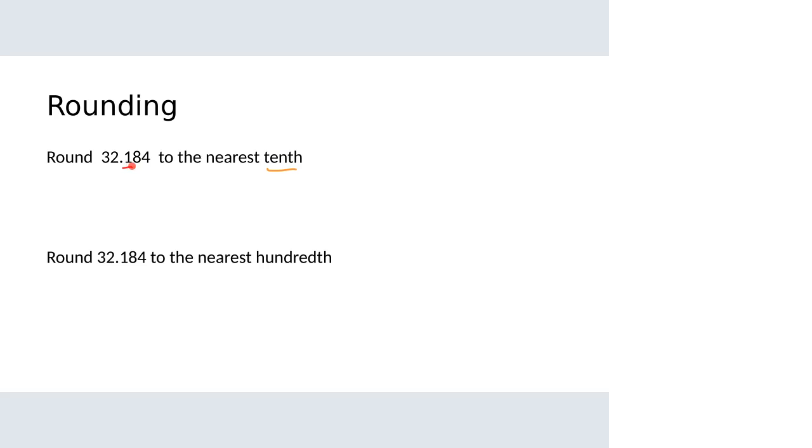What I'm going to do is look one space to the right of that position. If the number one space to the right is 5 or larger, we round up. If the number one space to the right of the tenths place is 4 or lower, we round down. And that's it. That's the process.